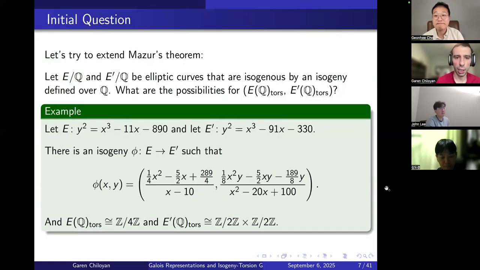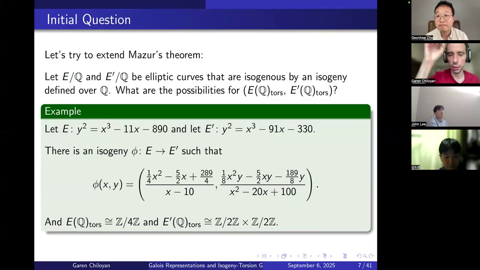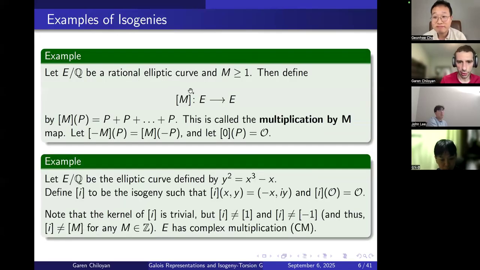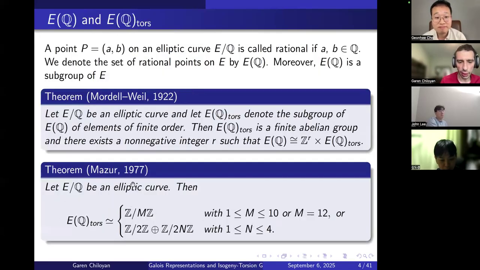Okay. So this is an example of an isogeny that is not from E to itself. It's from E to another curve. The point of this example is not just about isogenies. Remember Mazur's theorem that I said I like to work with.